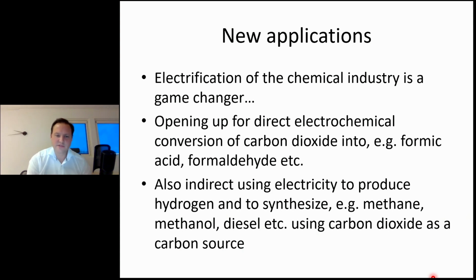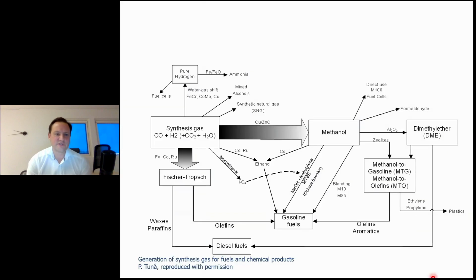But there's also the routes that we have been talking about before, like producing hydrogen through electricity and then going backwards, using the hydrogen to remove oxygen from the CO2, producing CO and hydrogen. And that's, of course, referred to as synthesis gas. And from synthesis gas, you can actually go basically anywhere in this flow chart here that you like.